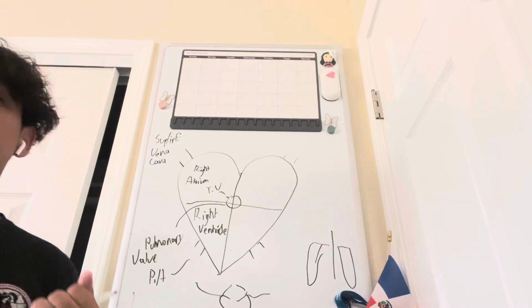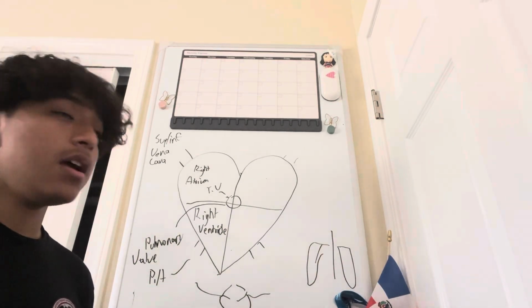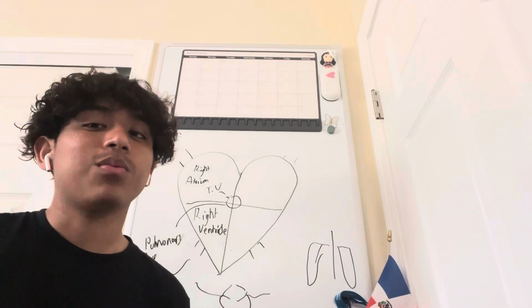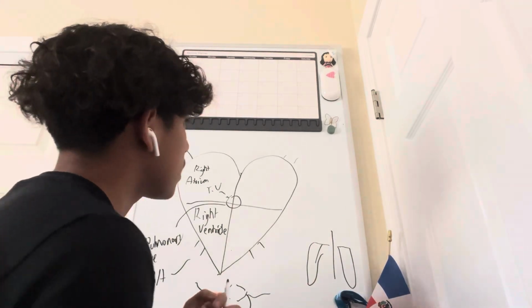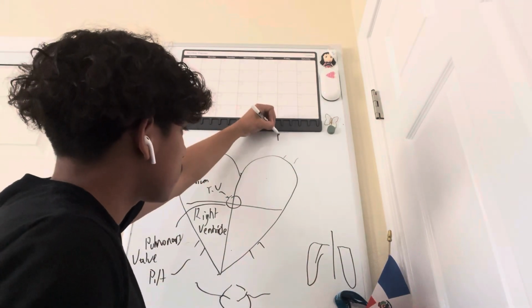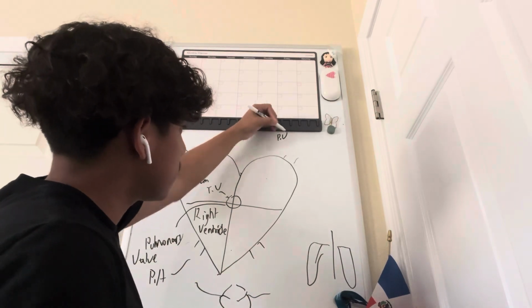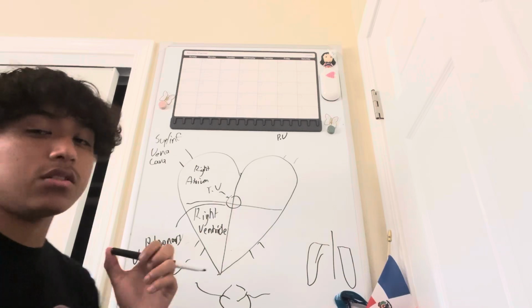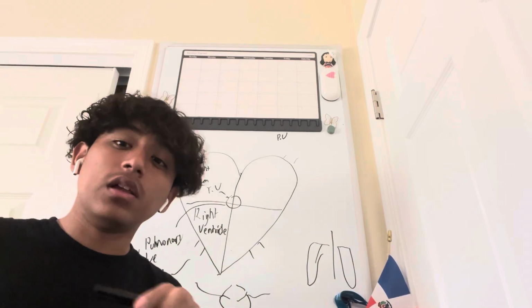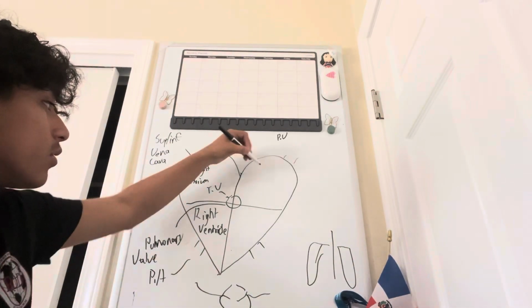Now, after the pulmonary artery, we are going to hit the pulmonary vein. I think pulmonary stands for lungs, from what I believe. Let's put PV for short. The pulmonary vein basically carries oxygenated blood from the lungs to the heart, which then goes to the left atrium.